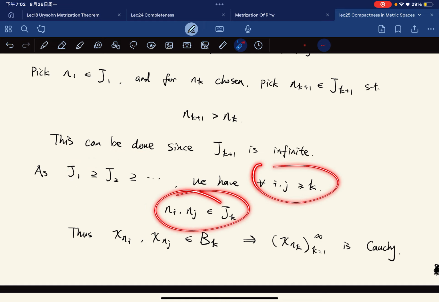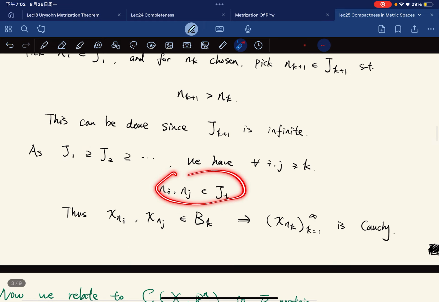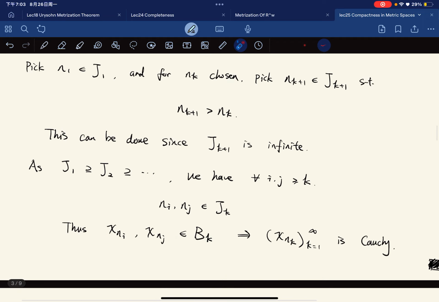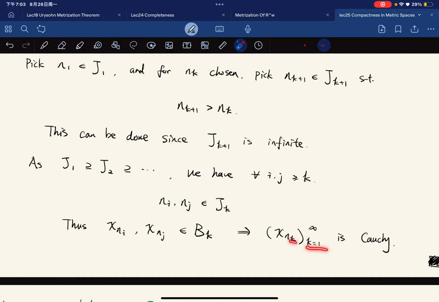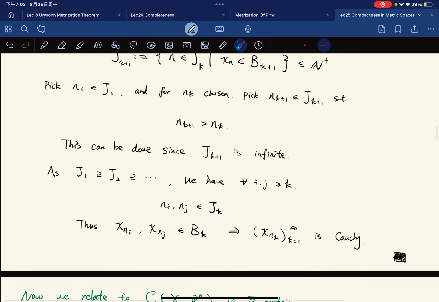This implies that x_{n_i} and x_{n_j} are in Bk, right? But Bk has radius what? 1 over k, right? So this eventually shows that the sequence x_{nk}, k equals 1 onward, is a Cauchy sequence.